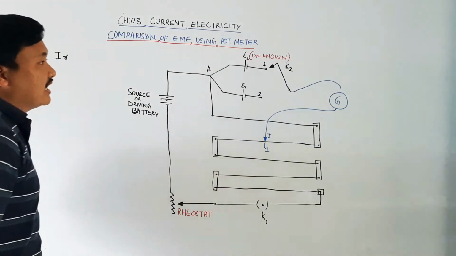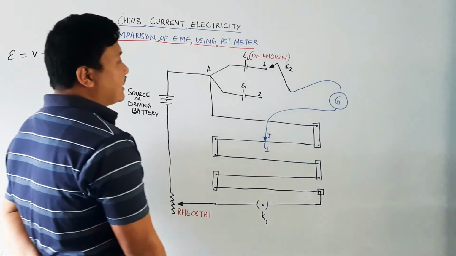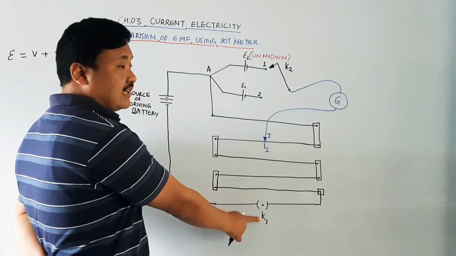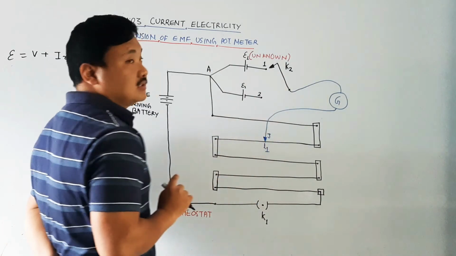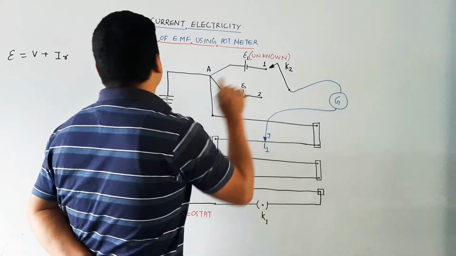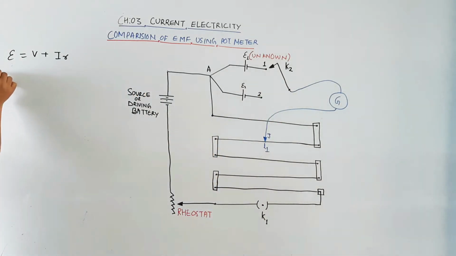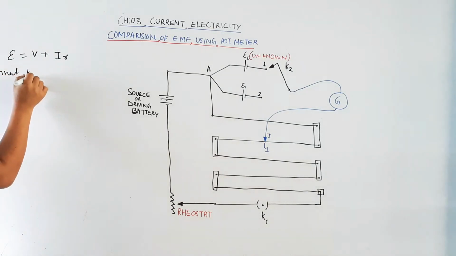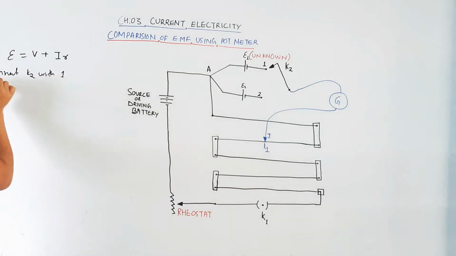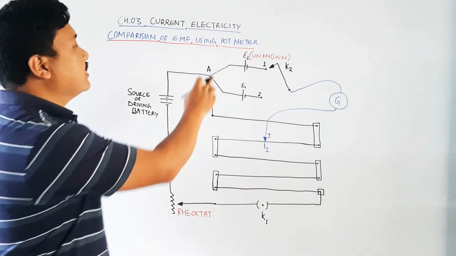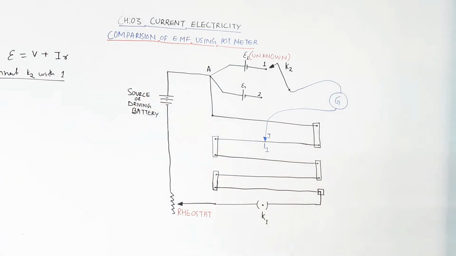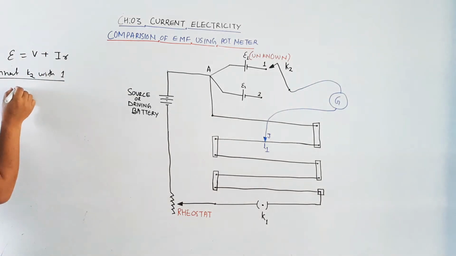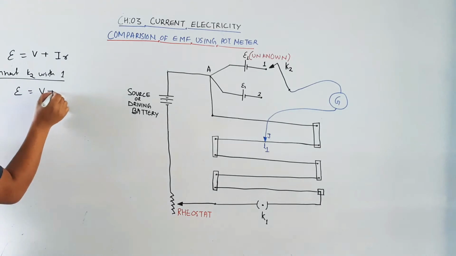Now, we have selected this circuit in such a way that first of all, I connect K1 giving the constant current. Now let me connect K2 with 1. Whenever I connect K2 with 1, the unknown EMF E1 will come in the circuit, right? So from this equation, we know E is equal to V plus Ir.